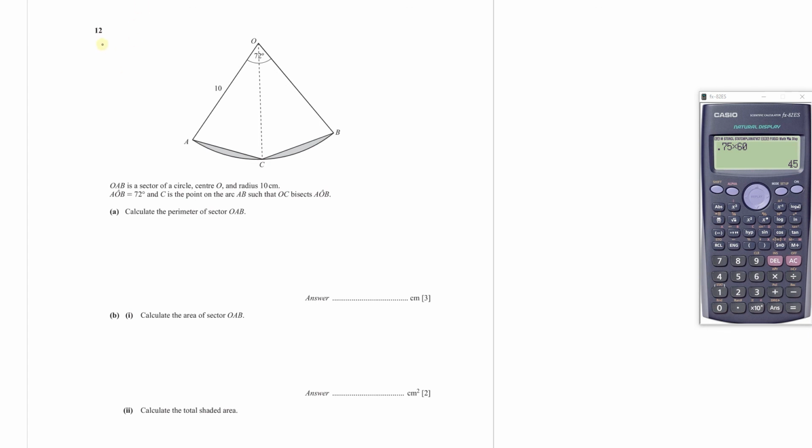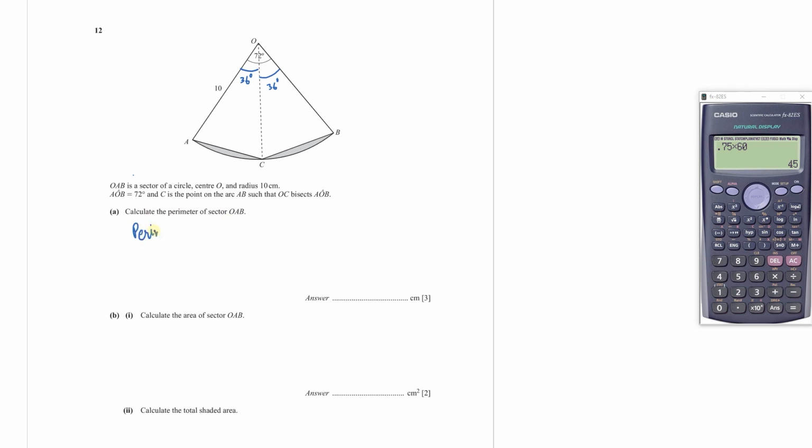So the next question, question number 12. OAB is a sector of the circle. Radius is 10. This angle here is 72. C is the point on this arc AB, such that OC bisects this angle. So this angle is half, which is 36, and this angle is also 36. Calculate the perimeter of sector OAB.